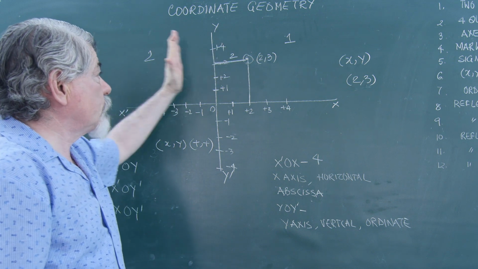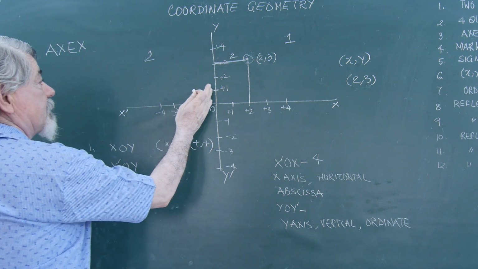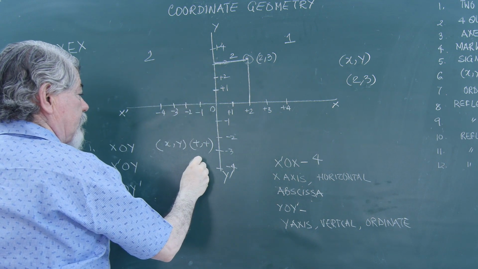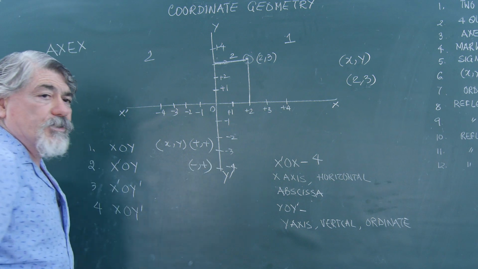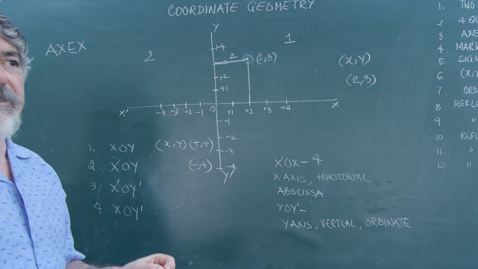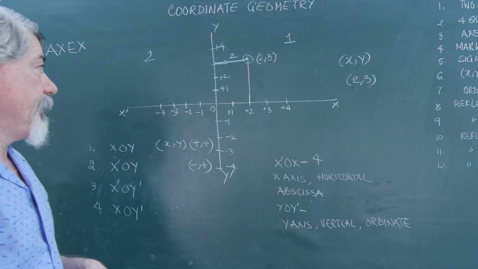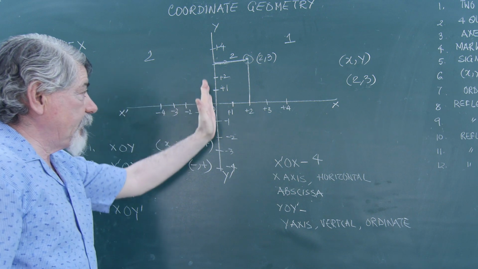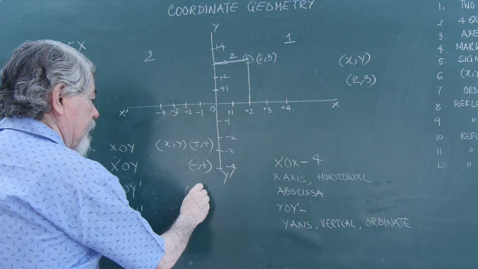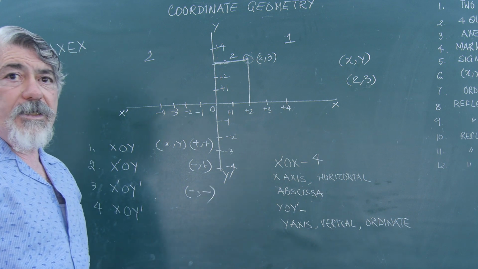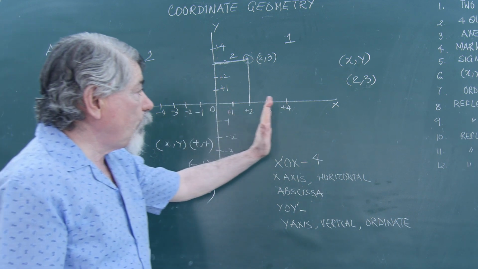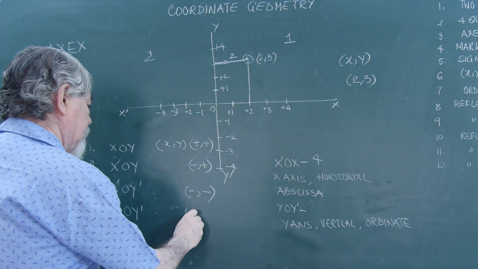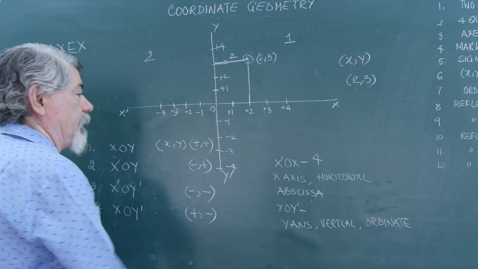Now if I come to the second quadrant, x is minus and y is plus. So it is minus plus. The first coordinate is always x, the second coordinate is always y. When I come into the third quadrant, x is negative as well as y is negative, so both are negative. When I go into the fourth quadrant, x is positive and y is negative.